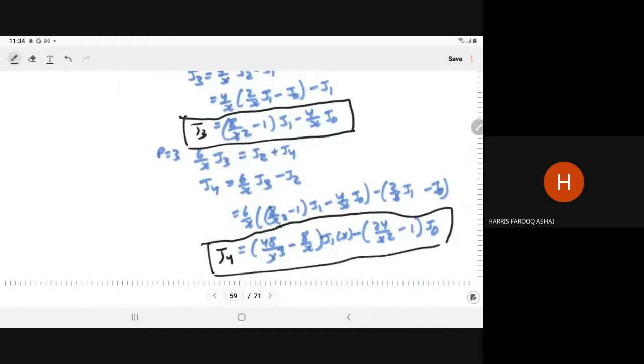So this is another question. This is from your book only. Is it clear?